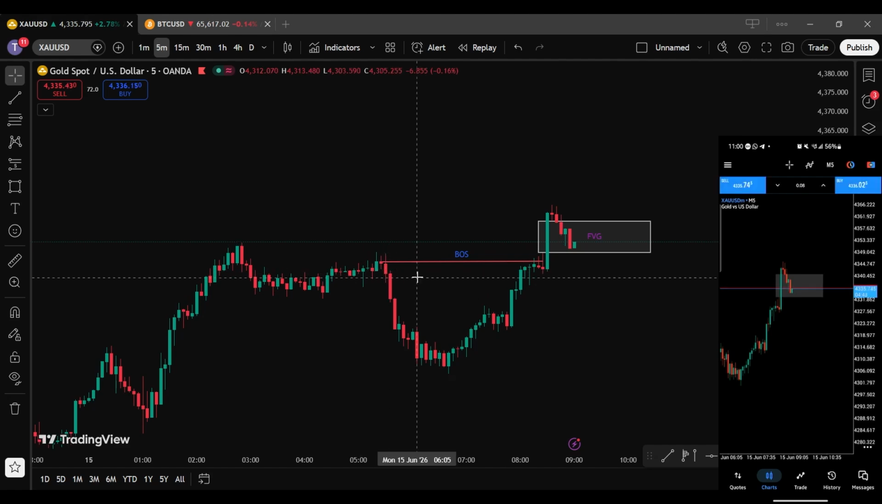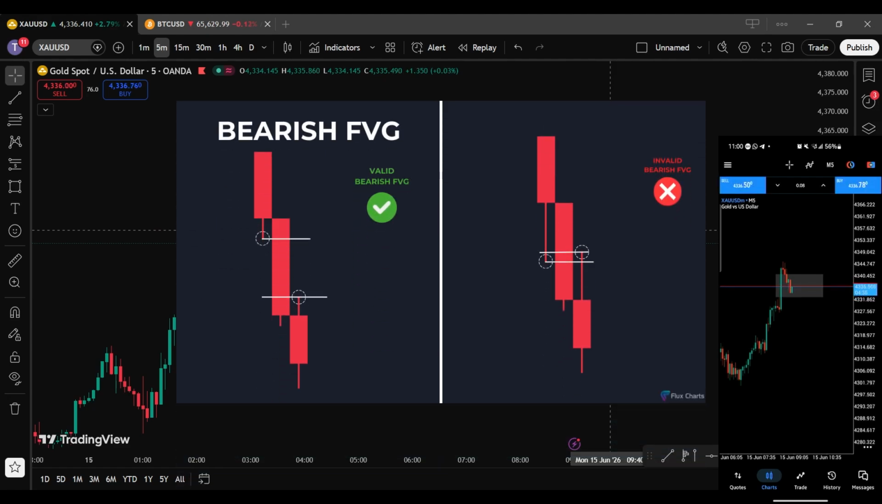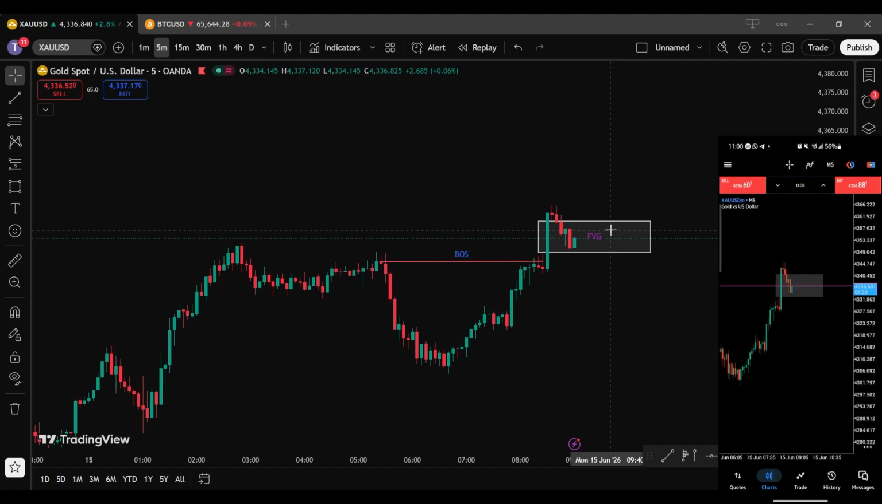And how do you draw it? For you to have a visual representation of it on your chart, you need to touch the wicks using the box or the rectangle tool in your TradingView or in MT5.